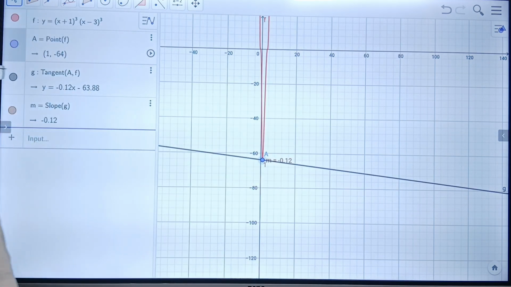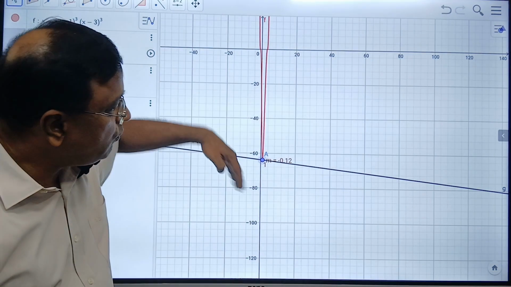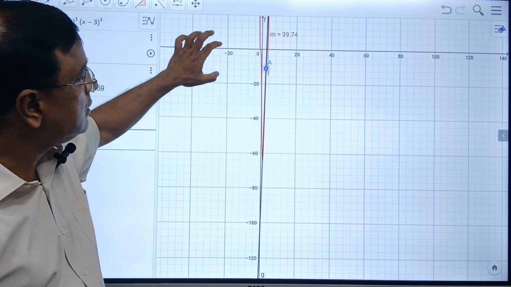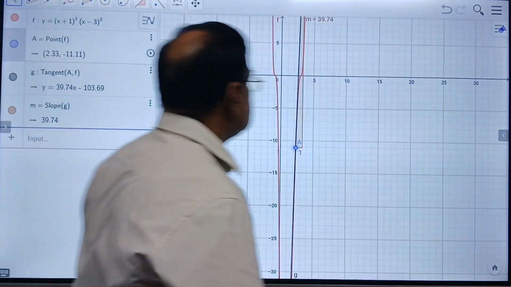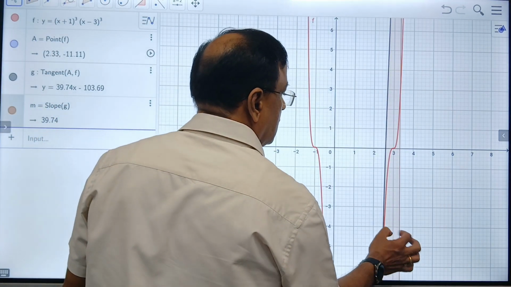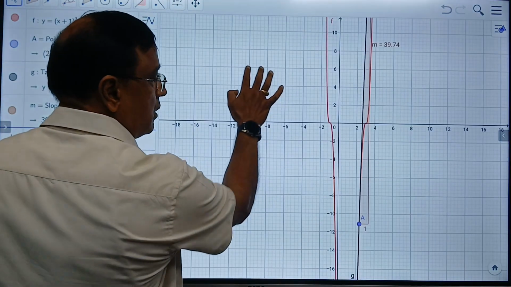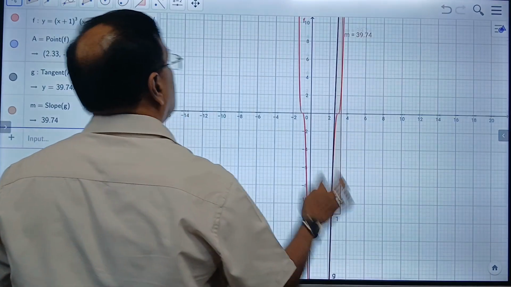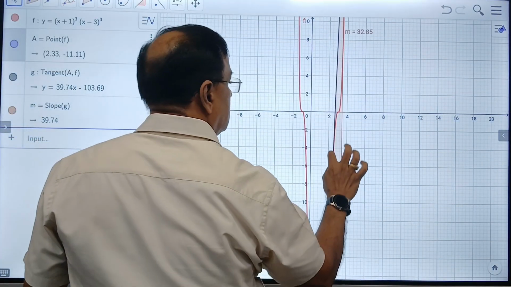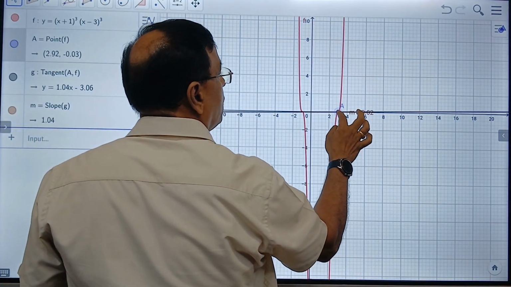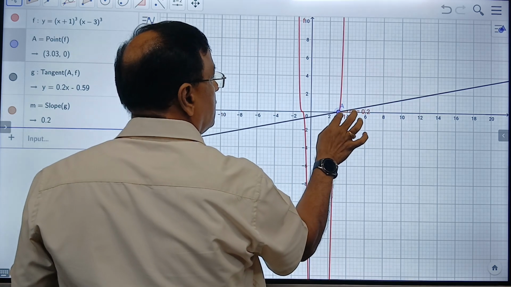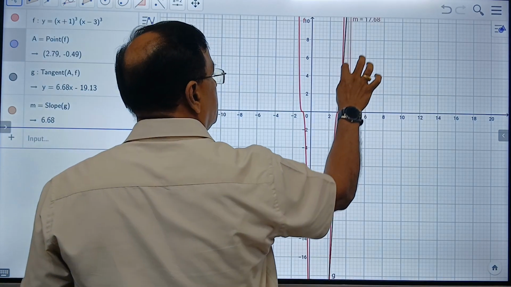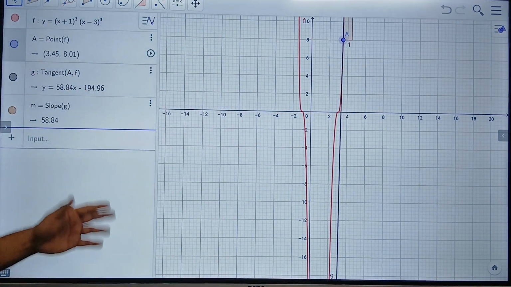So now you can see it changes from negative to positive. At one point tangent will be parallel to x-axis. Again it starts increasing. It reaches this particular point where dy by dx is 0. Okay, I think you can see it, right? So this is how you prove this problem.